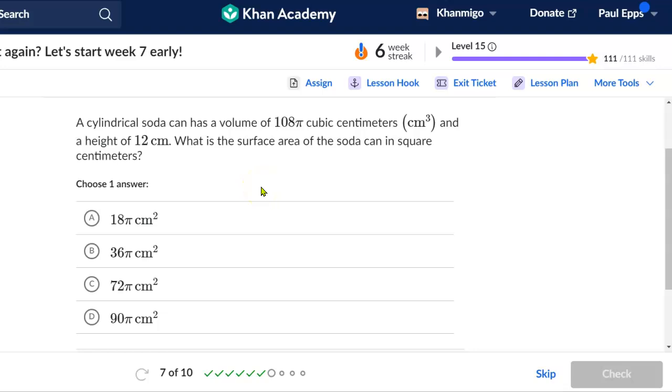A cylindrical soda can has a volume of 108 pi cubic centimeters and a height of 12 centimeters. What is the surface area of the soda can in square centimeters?